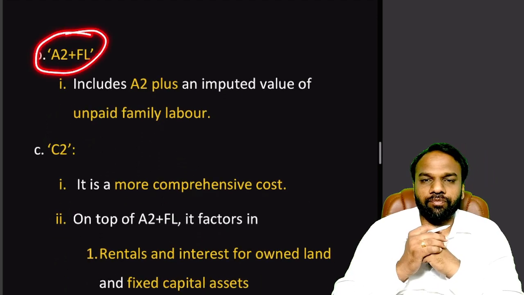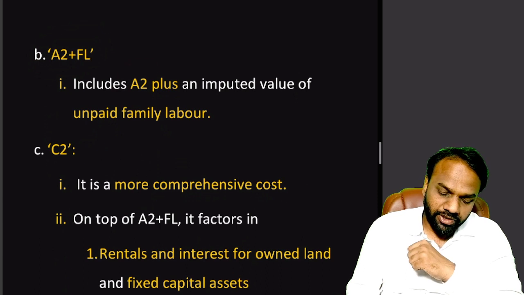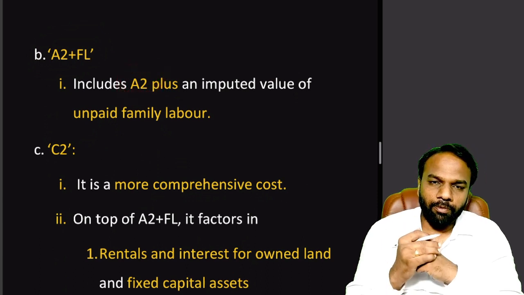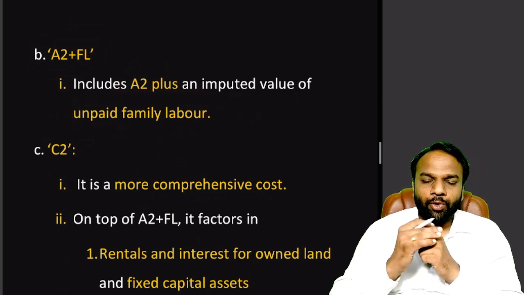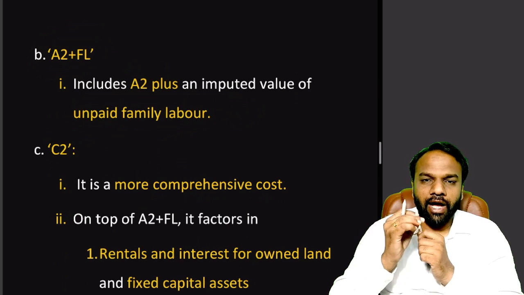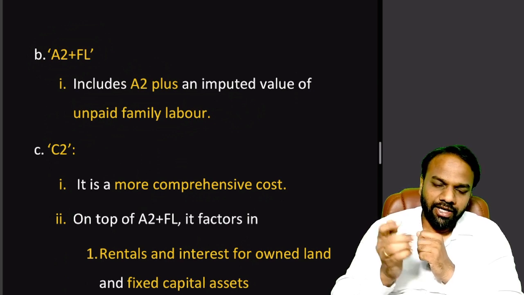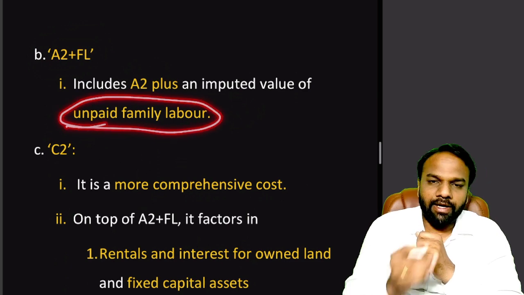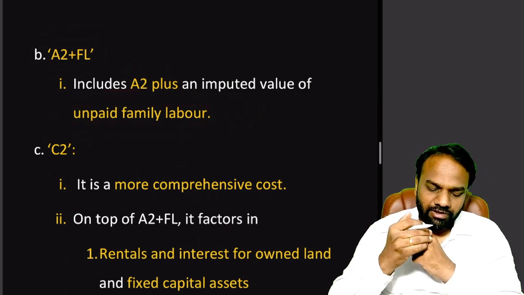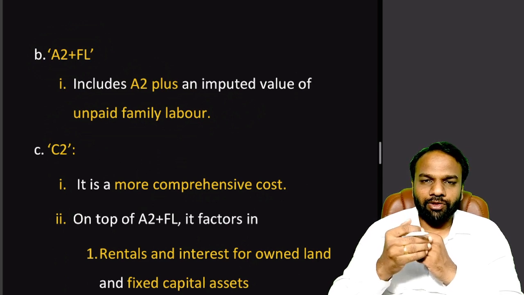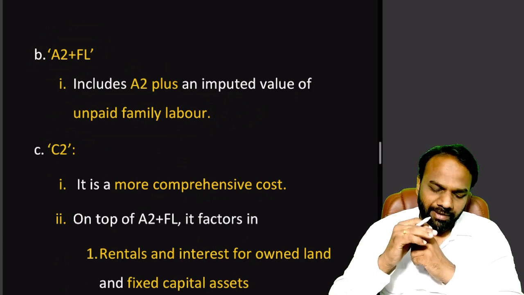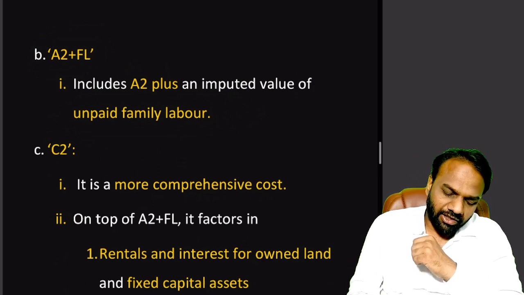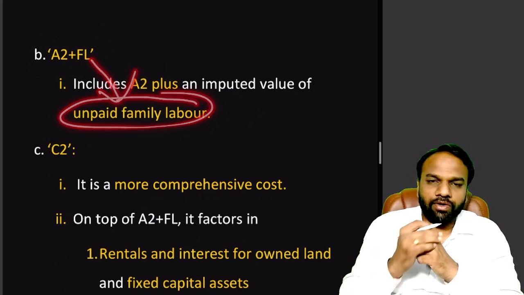Next is another way of calculation: A2 plus FL. This A2 plus FL includes A2, which we have already discussed, and on top of that, it also includes the value of unpaid family labor. In A2 we discussed that it includes only the hired labor, but when I say A2 plus FL, it also includes unpaid family labor. The members of the family who work, even though they are not paid, are assigned a payment on par with other hired labor. Whatever payment you would make to hired labor is assumed for the family members as well, and that cost is called unpaid family labor.